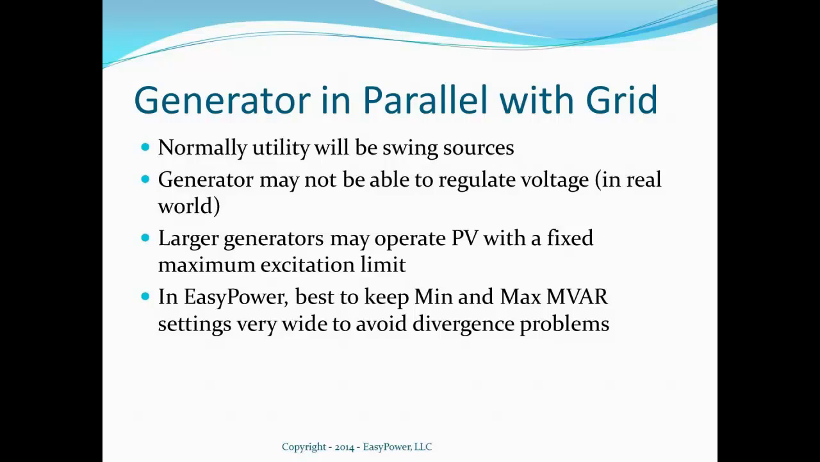Now, in the real world, you may run that generator in PV, but have actually a maximum excitation limit. And so you'll need to make sure your solution is within that range. And as we said, you probably want to maintain those high values of min and max megavars in the generator settings to avoid divergence problems in power flow.